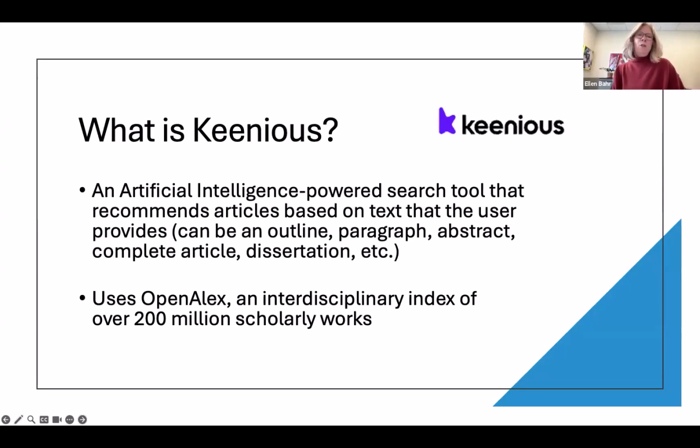It's a relatively new search tool that uses artificial intelligence to recommend articles based on text that the user provides. The text can be something short, like an outline or a paragraph, or it could be an entire academic paper or dissertation. Keenious' recommendations, the articles that it recommends, are drawn from an interdisciplinary index called OpenAlex that has over 200 million scholarly works in it.